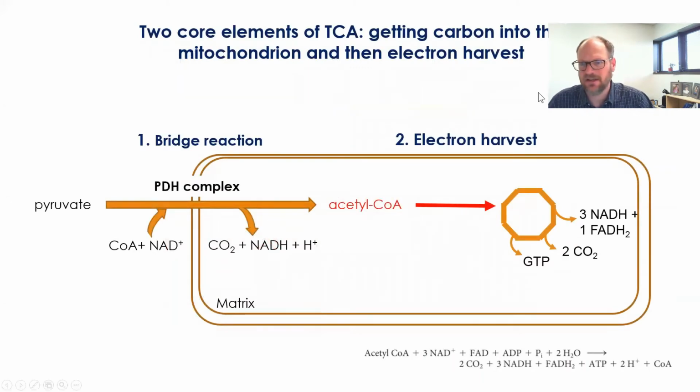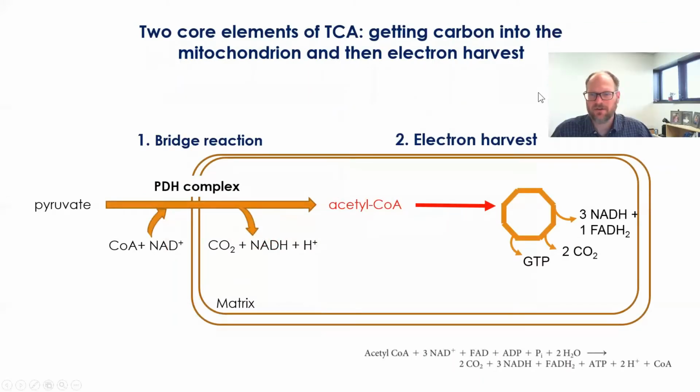Now, this happens in a couple of steps. So first, there are these bridge reactions that bring the carbon into the mitochondrion and prepare it for further oxidation. And then there are these oxidation events that harvest electrons off those organic scaffolds and ultimately pass them along to the TCA cycle. And the overall reaction for this entire process is here. We have an acetyl-CoA, 3 NAD, an FAD, an ADP, an inorganic phosphate, and two water molecules, ultimately becoming 2 CO2, 3 NADH, FADH2, ATP, a proton, and a CoA.